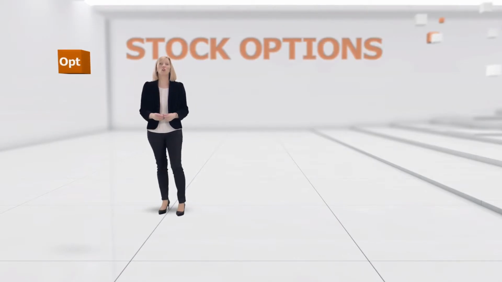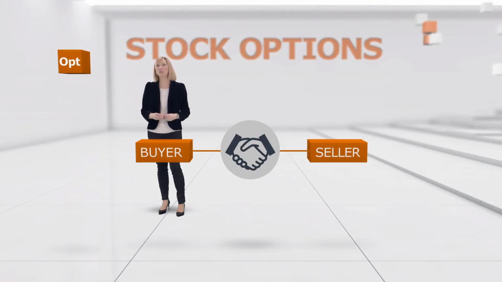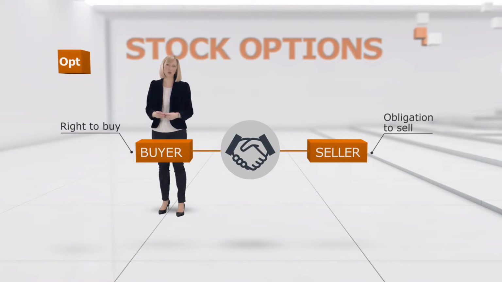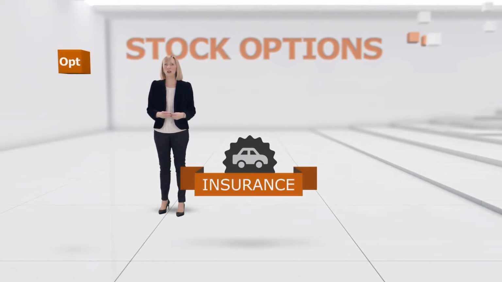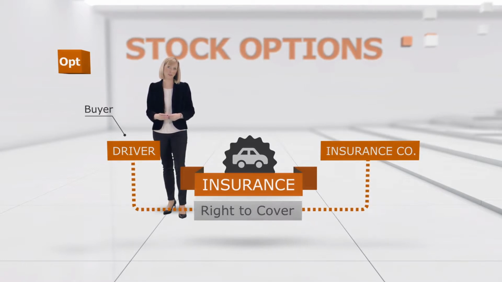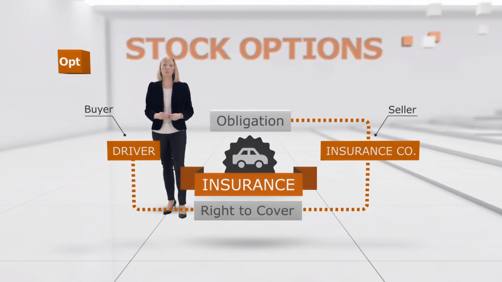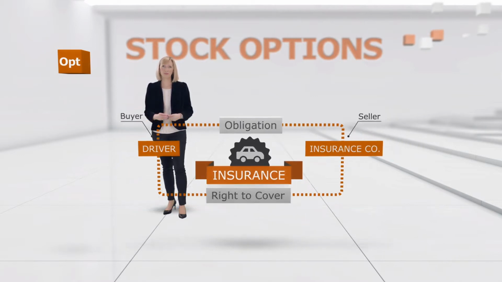Simply defined, a stock option is a contract between a buyer and a seller, where the buyer has the right to buy a stock and the seller has the obligation to sell that stock. Consider the following example. A car insurance policy is a contract between a driver and an insurance company. The driver, in other words, the buyer of the insurance policy, has the right to coverage in the case of an accident. Meanwhile, the insurance company, the seller of the policy, has the obligation to cover any damages as a result of the car accident.